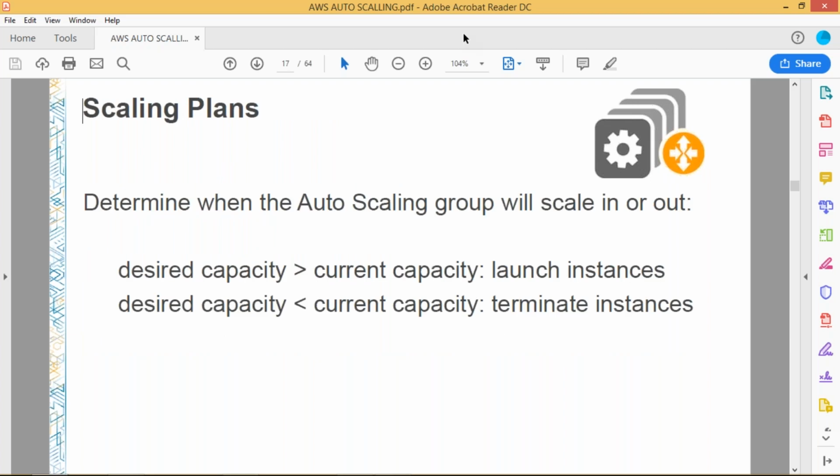And scaling plans determine when the auto scaling groups will be scaled in or out: desired capacity, current capacity, launch instances and terminate instances. So you can have scaling plans as per your requirement, because which instances should be working, which instances should be terminated, and what type of policies we have to configure on the termination part, and what type of policies you can provide with the launch instances at the same time.